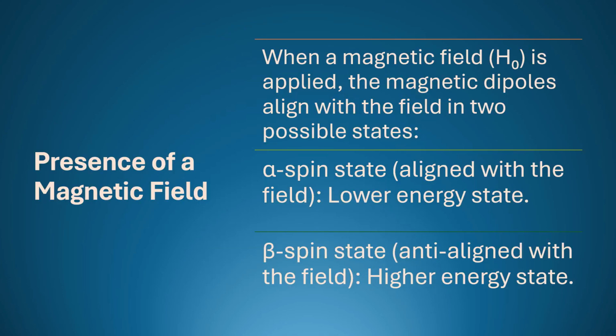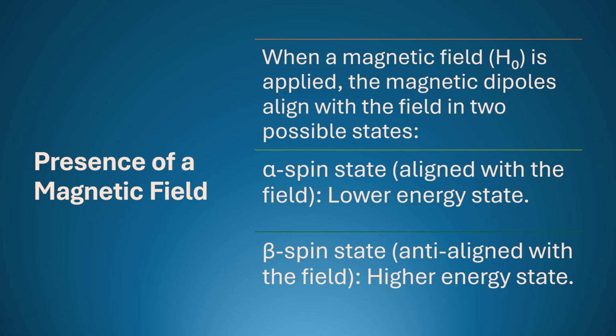When a magnetic field is applied, nuclear spins begin to align with or against the field. This results in two distinct energy states: a lower energy state where the spins align with the field, and a higher energy state where the spins align against it. The distribution of nuclei between these two states is governed by Boltzmann statistics.